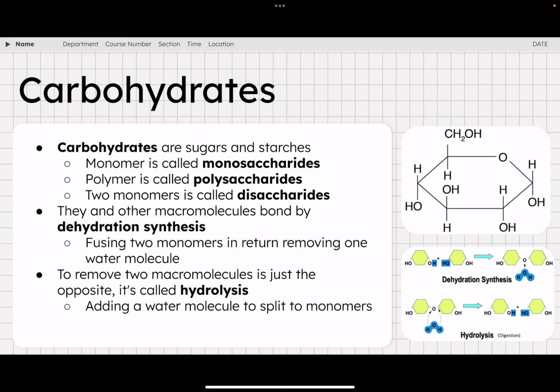Let's first start with carbohydrates. Carbohydrates are sugars and starches. So basically, sugar, cornstarch, potatoes, bread, wheat, those are all carbohydrates. The monomer is called a monosaccharide. So the building block, that Lego piece of a carbohydrate, is called a monosaccharide. The Lego end product, the building or whatever you built, is called a polysaccharide. And two monomers are called a disaccharide. That's not really important unless you want to talk about specifics like fructose and lactose, but that's not the point. That's basically what you need to know for carbohydrates.